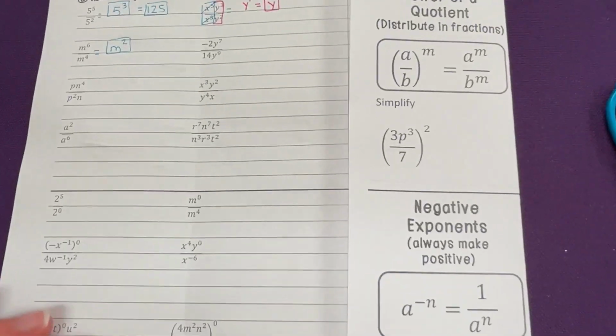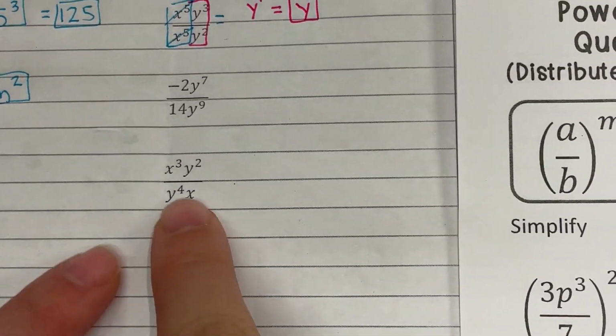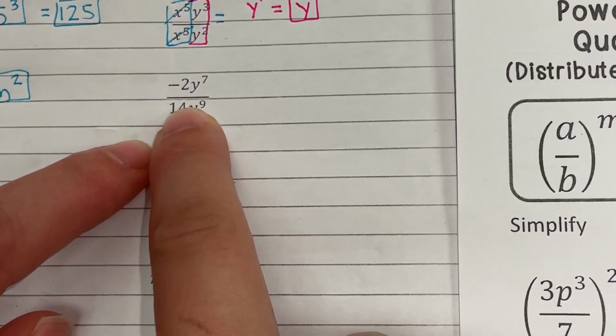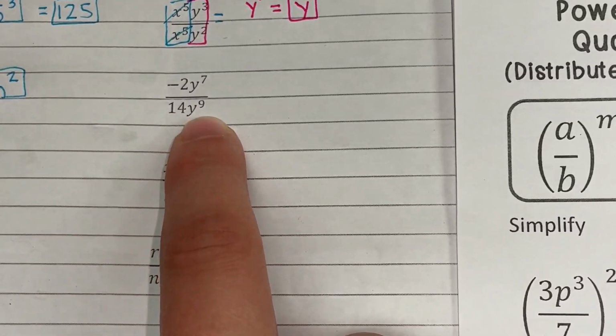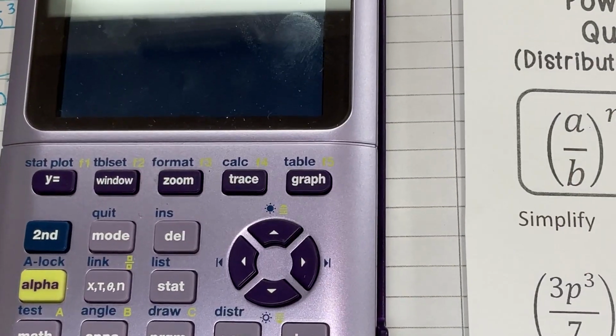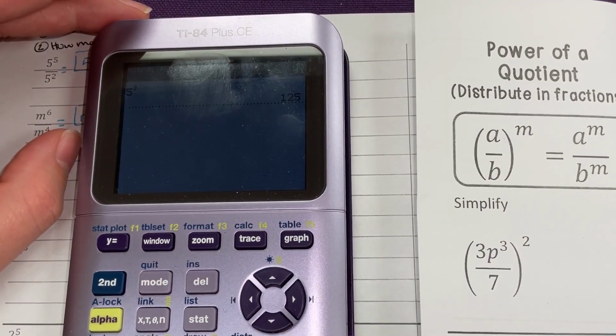All right, here we go. Sorry, we'll zoom back in. Okay, last one I'm gonna do with you. We have -2 y to the 7th over 14 y to the 9th. Now I gotta be careful. I wanna see if my -2 over 14 simplifies. So let's give that a go.